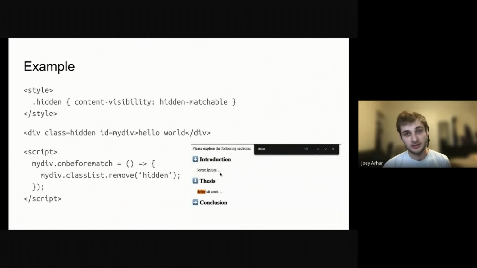So when you combine them together, like in this really minimal example, you can have a div, in this case, the small hello world div, and put content visibility hidden-matchable on it, and then attach a beforematch event listener, which removes the content visibility hidden-matchable property from it to reveal the text when it gets searched for before the browser scrolls to it. And as you can see in the video here, we have some expandable and collapsible sections, kind of similar to a details element. And when find page is used to search the text inside of it, it expands via the beforematch event listener.